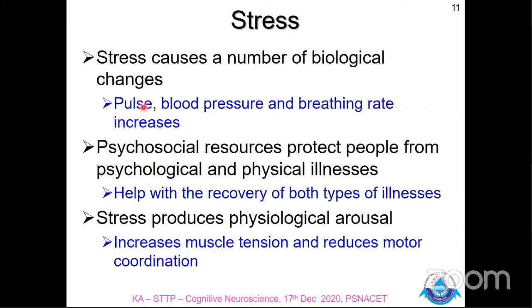So what biological changes does stress cause? One is the pulse. Biological changes means nothing but biological parameters. They can change the pulse rate, blood pressure, and the breathing rate increases due to stress level. So what is a psychosocial resource? That is protecting people from psychological and physiological illness, and helping with the recovery from both types of illness. Once you can quantify the stress, we can give some therapy or treatment.